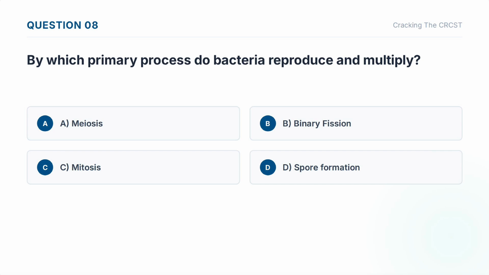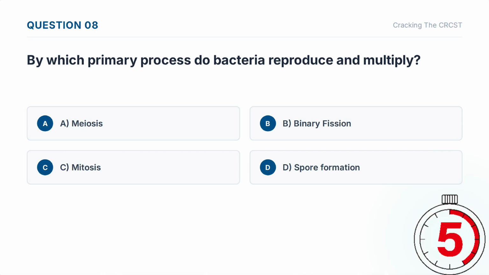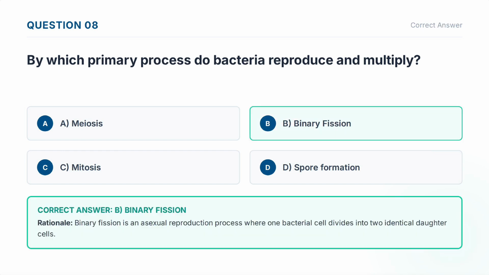Question 8. By which primary process do bacteria reproduce and multiply? A. Meiosis, B. Binary fission, C. Mitosis, D. Spore formation. Correct answer: B. Binary fission. Rationale: binary fission is an asexual reproduction process where one bacterial cell divides into two identical daughter cells.